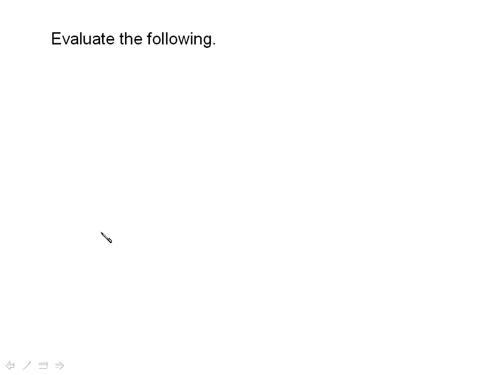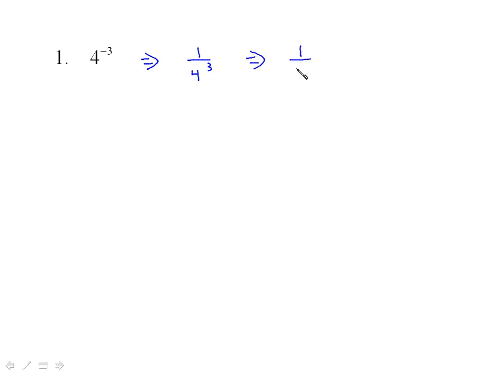Now the next batch of questions, just a few of them, is to evaluate the following. Evaluate typically is used when you actually get a numeric answer for it. Now 4 to the negative 3, the traditional way to solve this is to get rid of the negative exponent by writing this as 1 over 4 cubed. And 4 cubed, 4 times 4 times 4 is 64. So that'll always work, and you want to be able to do that. It's not that hard of a question.